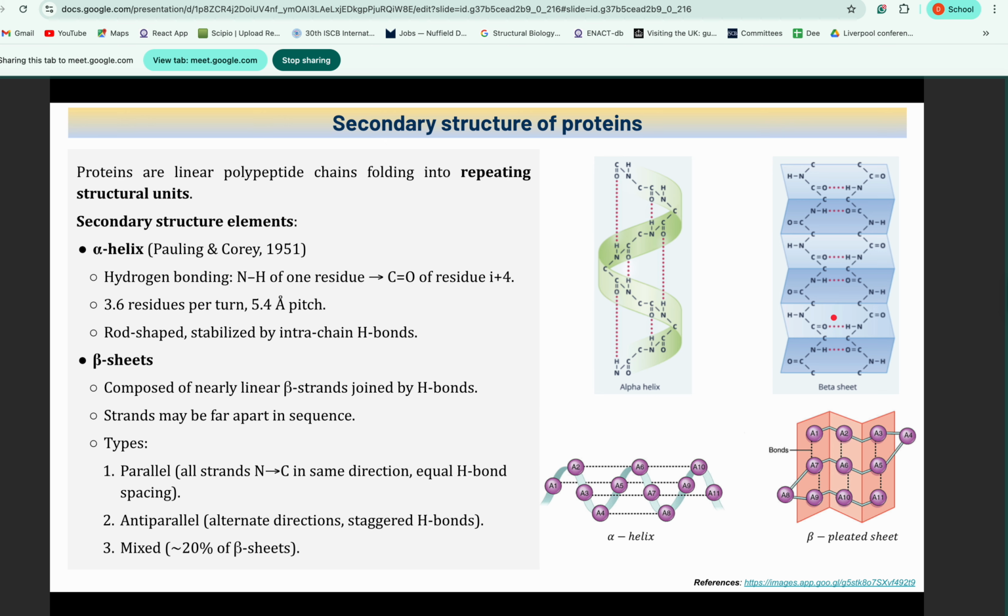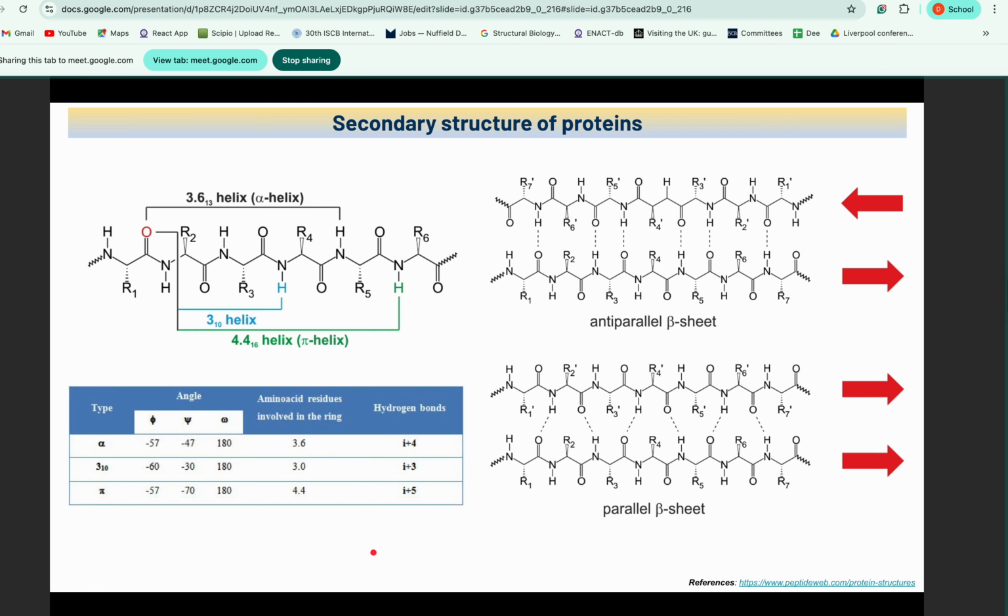So this one is the anti-parallel beta strand, and there are possibilities where mixed beta sheets are also observed. If we talk about all beta sheets, nearly 20% are mixed. In between, it starts anti-parallel and then somehow becomes parallel. So they are referred to as mixed beta sheets. Now this is a further representation of both the alpha helix and beta sheets. The alpha helix can also be referred to by some other names.